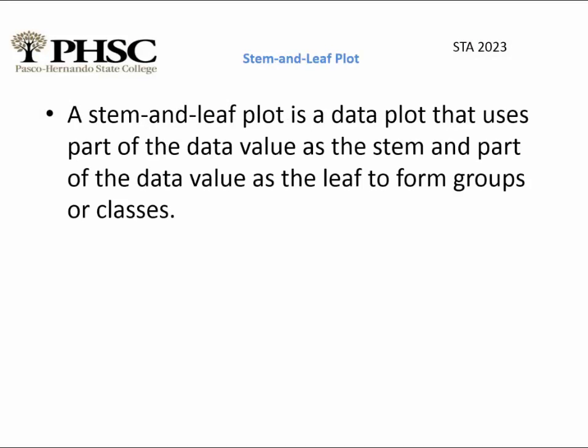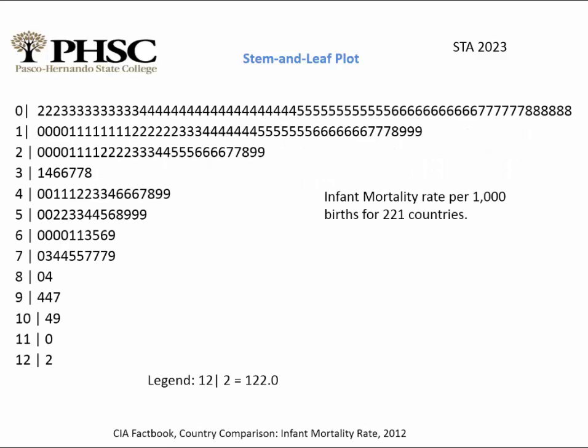So let's talk about stem and leaf. A stem and leaf is a data plot that uses part of the data values as a stem and then part of it as the leaf to form groups of classes. So here's some data. This is infant mortality rate per 1,000 births for 221 countries. This is from the CIA Fact Book 2012.